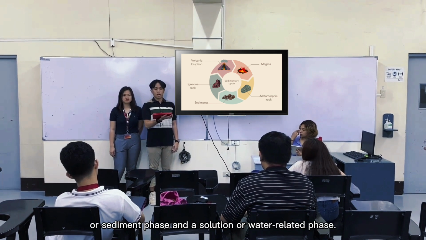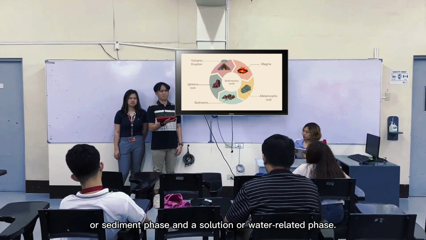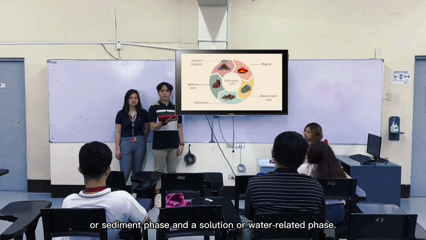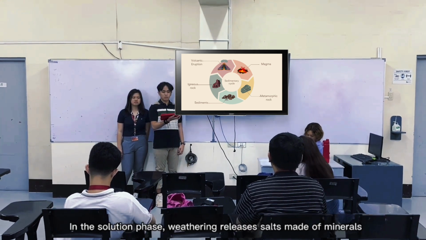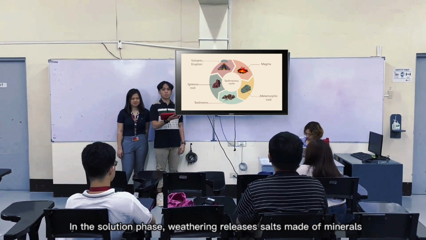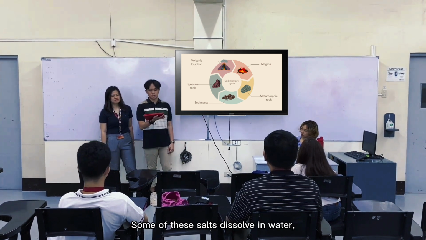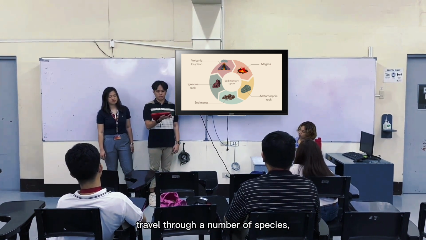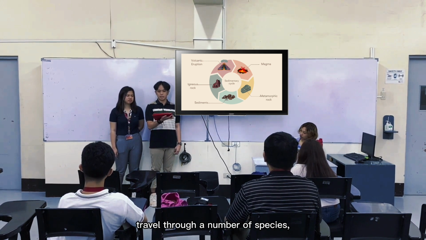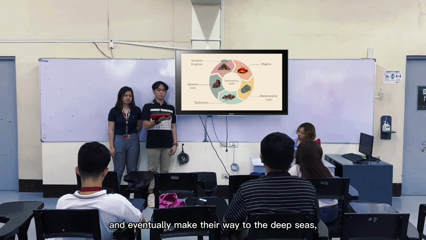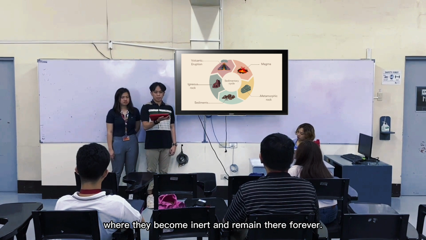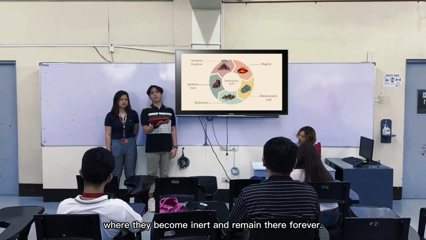The cycle consists of a rock, or sediment phase, and a solution or water-related phase. In the solution phase, weathering releases salts made of minerals from the Earth's crust. Some of these salts dissolve in water, travel through a number of species, and eventually make their way to the deep seas, where they become inert and remain there forever.